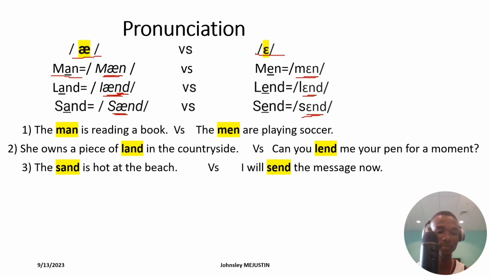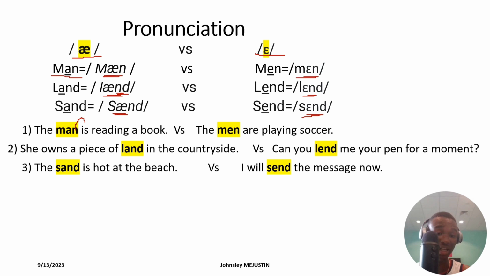Let's look at these examples. The man is reading a book. The man is, link this, liaison. The man is. You have to do the liaison. Do the linking. Link them. Whenever you have a consonant plus a vowel, you need to do that connection. Connect them. We call this connected speech. You do that linking.